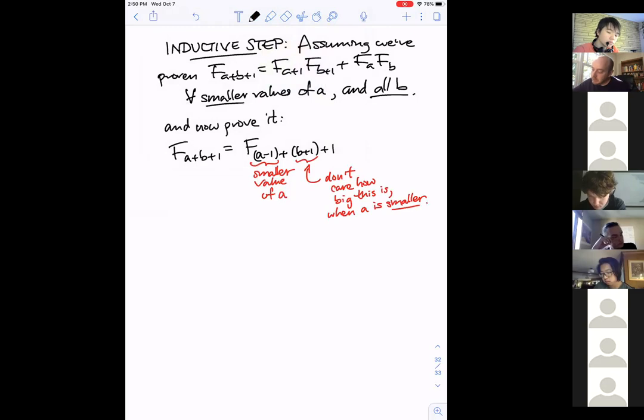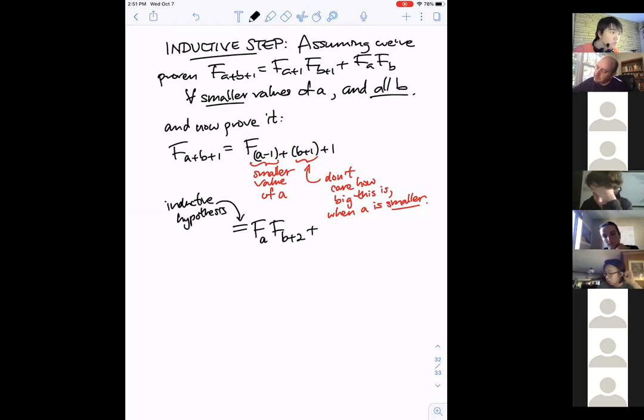And why am I emphasizing this? Because now we're using our inductive hypothesis to write this as f of this thing plus 1, which is f_A, this thing plus 1, which is B plus 2, plus f of this thing and f of this other one. Everybody see that? I just used the inductive hypothesis, but with A being one smaller.